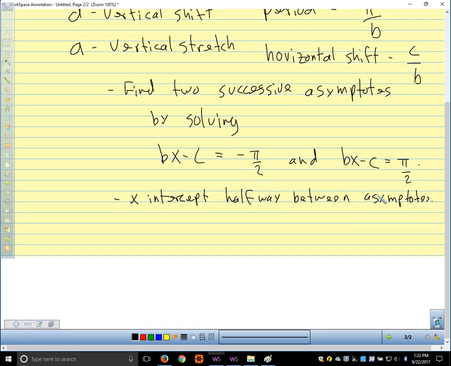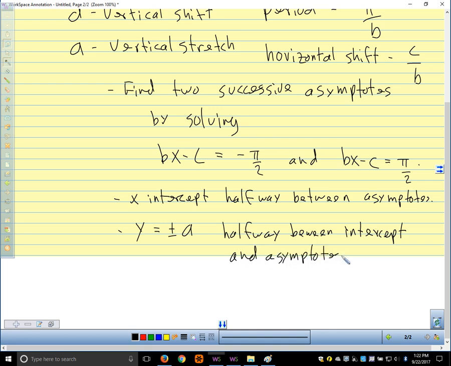And then to account for our vertical stretch, y equals plus or minus a halfway between the intercept and the asymptotes. So once we get that, I'm going to go back to our graph and show you what that means.